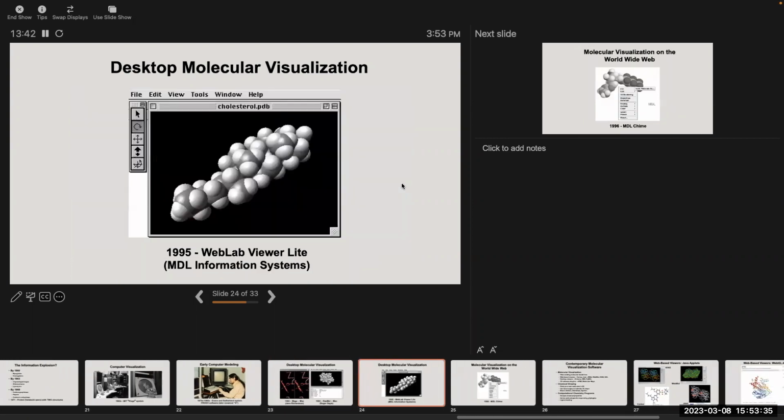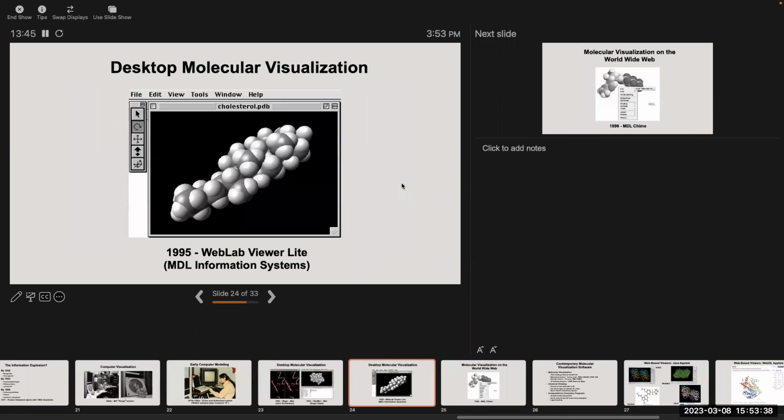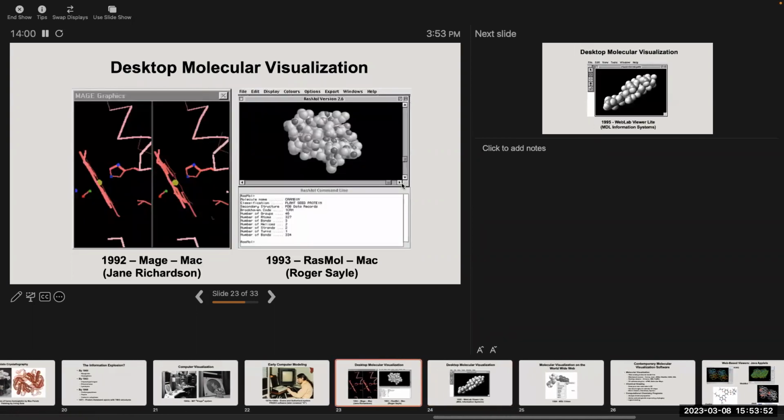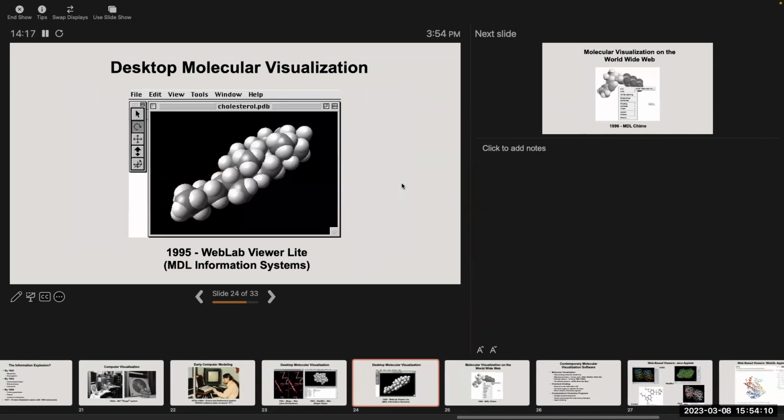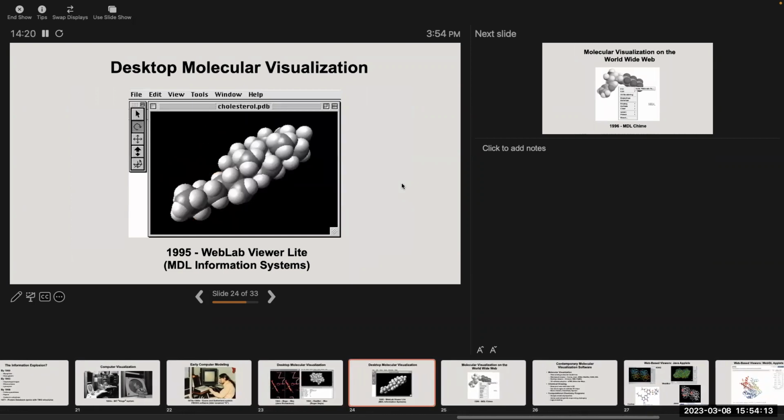One of my personal favorite programs to this day, I mean, it doesn't work anymore because you can't find a computer old enough to run it, but I love this piece of software. It's called WebLab Viewer Lite. It was actually based on RASMOL. So in '93, Roger Sayle released RASMOL, and he released not only the application for free, but he released the source code, meaning anybody could copy it and use it to build new programs, new software. So WebLab Viewer Lite was based on RASMOL, but with some refinements.